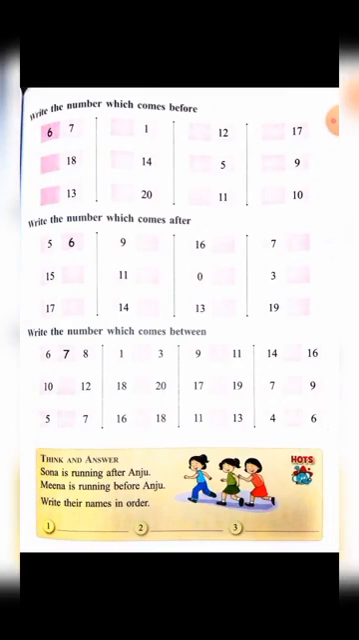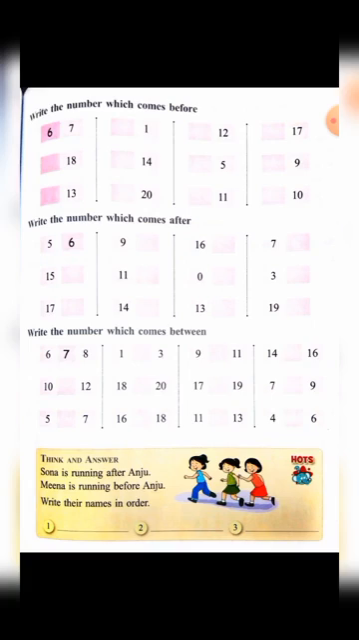Write the number which comes before. So here we have to write the before number. So 7. Before 7 we should write 6. Next, 18. Before 18, 17. Then 13. Before 13 we should write 12. Then 1. Before 1 we should write 0. Then 14. Before 14 we should write 13. So like this you should solve all these problems.